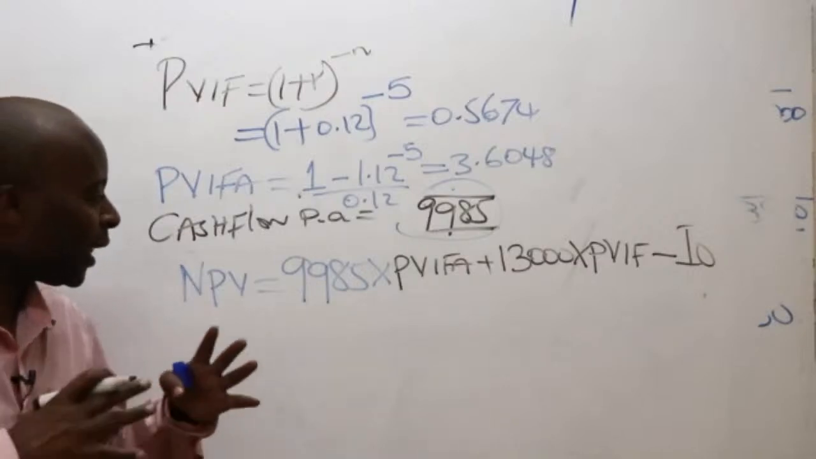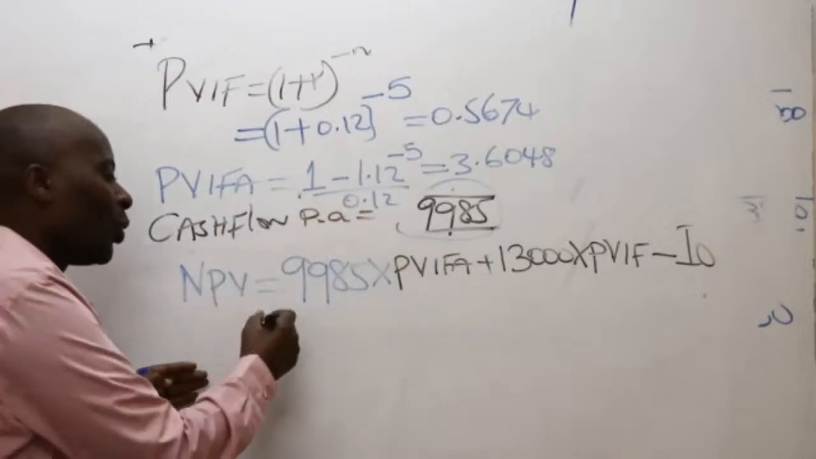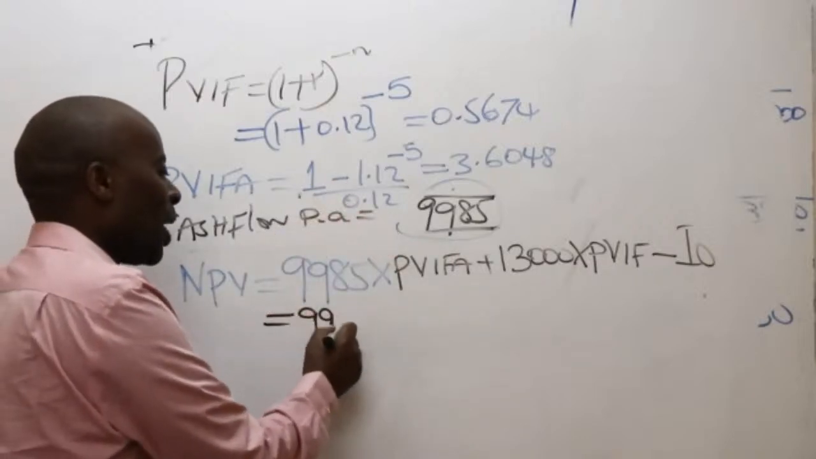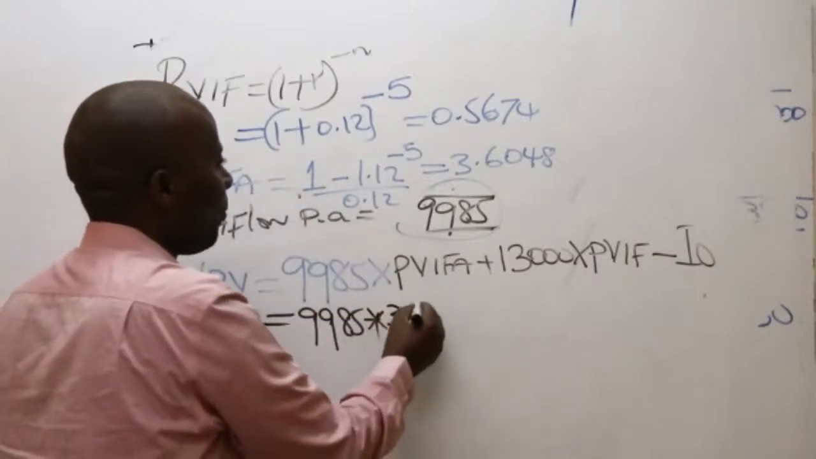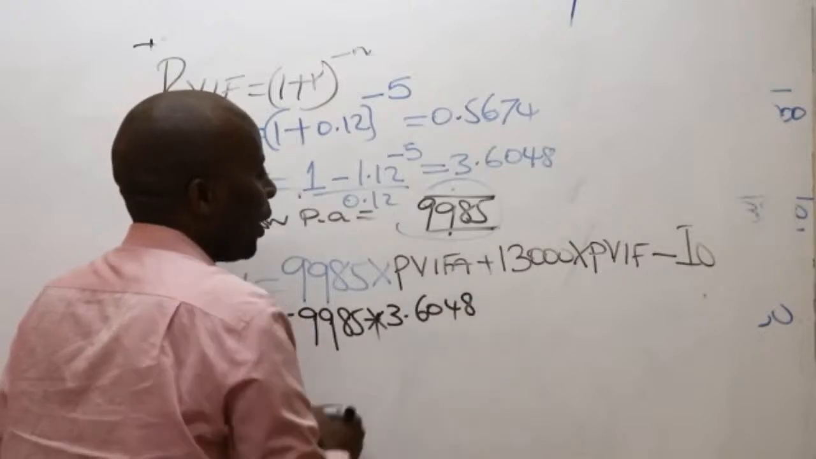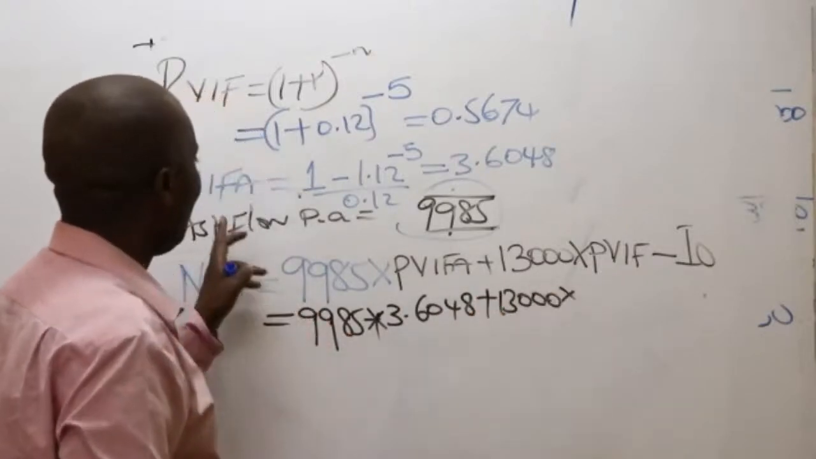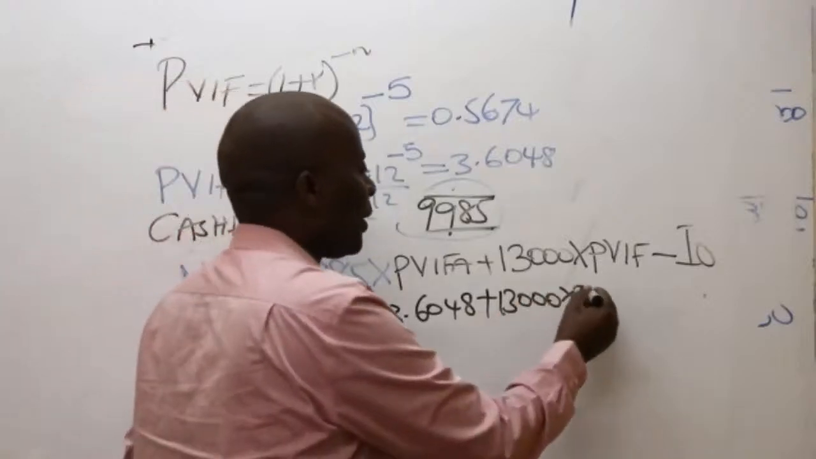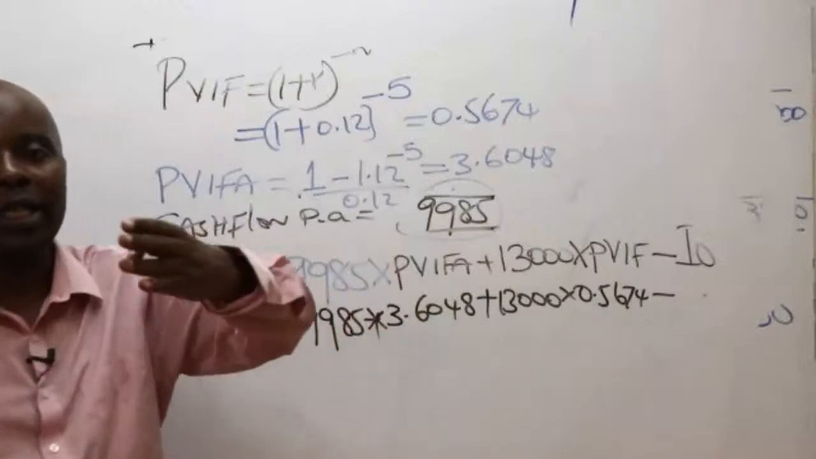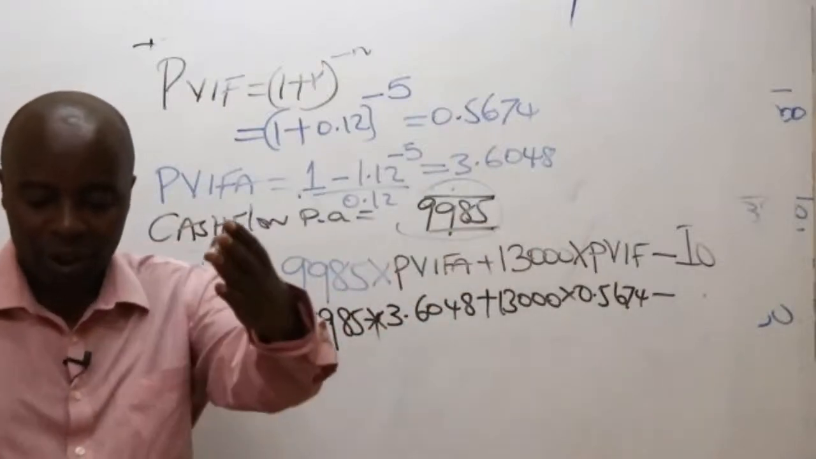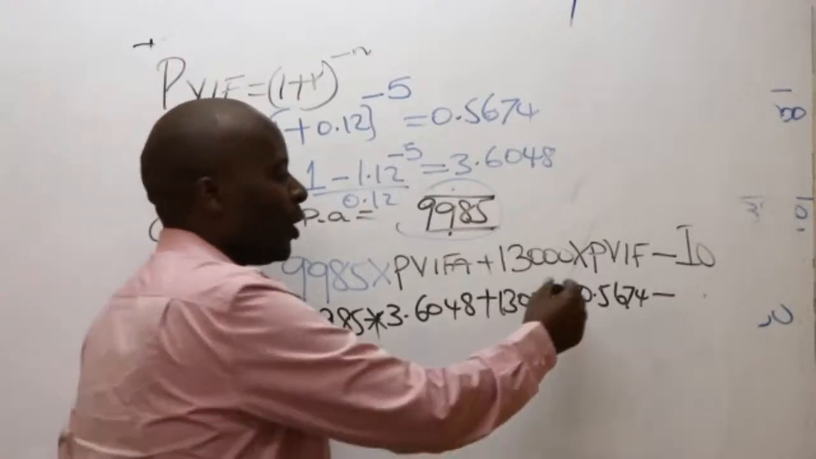So if that is the case, then ladies and gentlemen, fortunately we have these discounting factors. What we need to do is to come and replace them. So we have 985 times PV for figure is given somewhere here, which is 3.6048, plus 13,000 times PV for PV is given here, which is 0.5674, minus IO, which stands for the initial outlay that fortunately we were able to get. The initial outlay that we got ourselves here as 60,125.